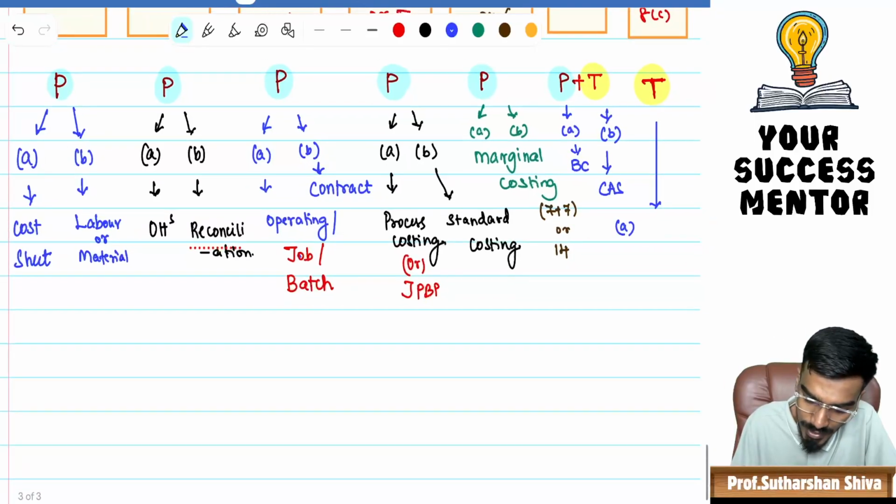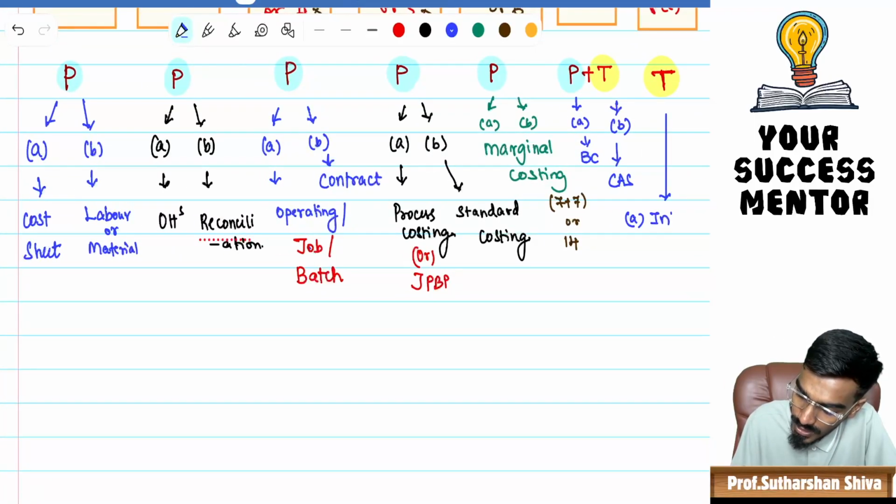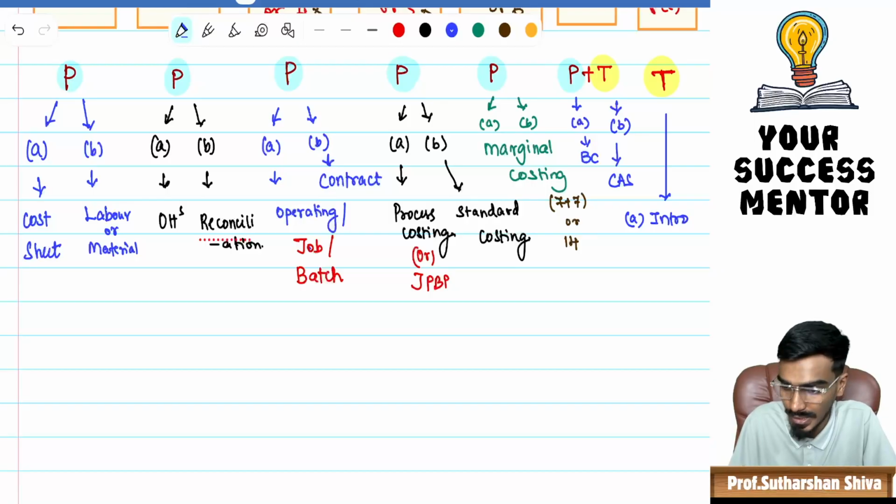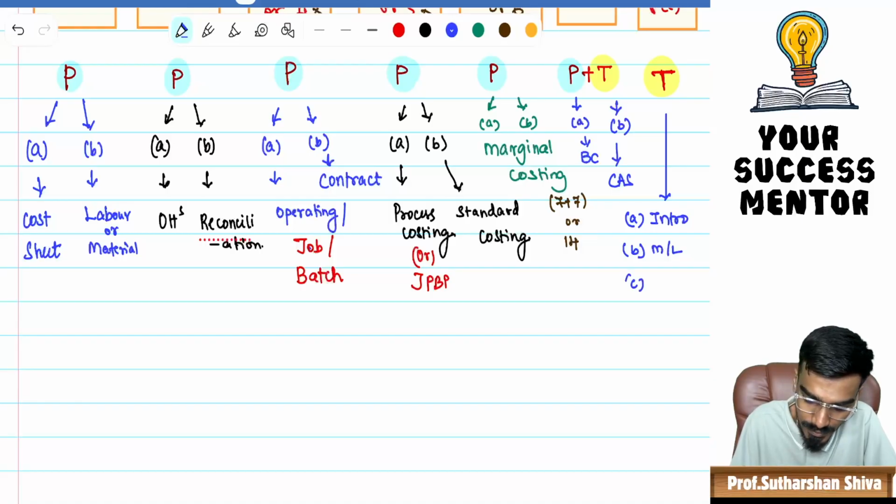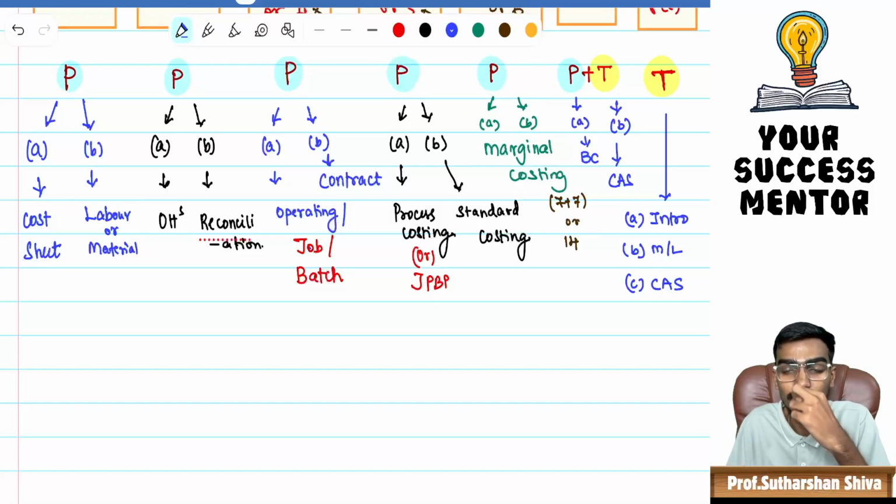8A will be from intro to costing. One basic question, intro to costing. Number B, either from material or labor. Again, C is from the cost accounting. So keep that in mind. You will be getting full-fledged mark questions as well.